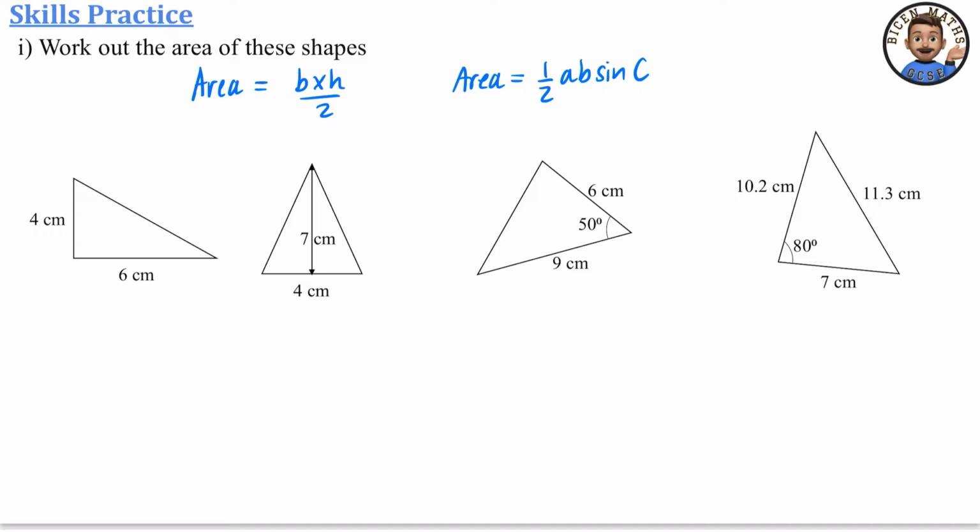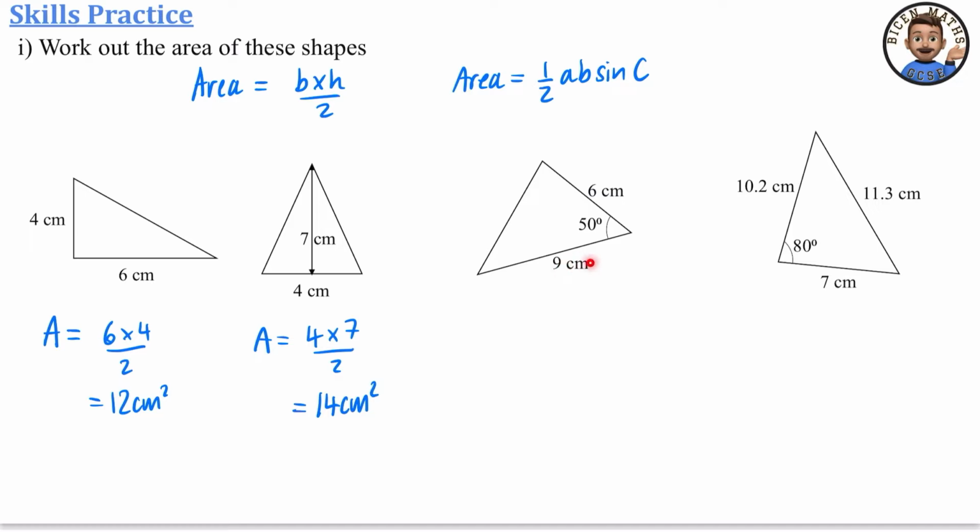So for this first shape, we can just say that the area of this triangle is just the base, which is 6, times the height, which is 4, divided by 2. And 24 divided by 2 is 12 centimeters squared. Now the area of this triangle is just the base times the height, divided by 2. That's 28 divided by 2, which is 14 centimeters squared.